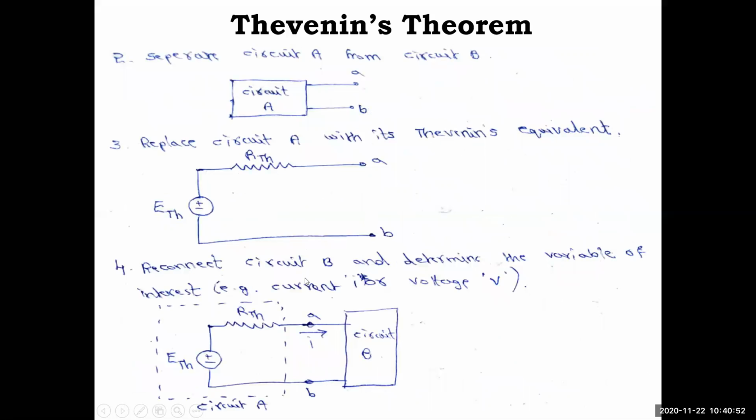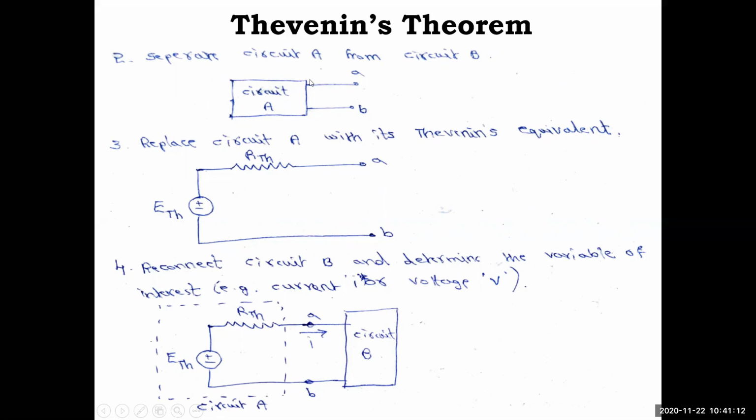Then the second step, we'll separate circuit A from circuit B. So just the circuit B part I have removed here. So you got the circuit and open terminal, as I have done in the proof also. Now what you do, sir, replace the circuit A with its Thevenin's equivalent. What is Thevenin's equivalent? Voltage source in series with resistance.